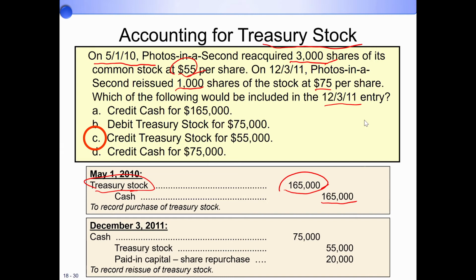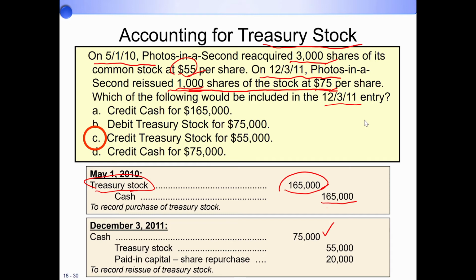So then let's talk about the second journal entry, on December 3rd, 2011. We sold one part of those 3,000 shares. Now we sell 1,000 shares at 75. In total, we receive cash of $75,000, right? So we debit the cash for 75, and we sold the treasury stock.